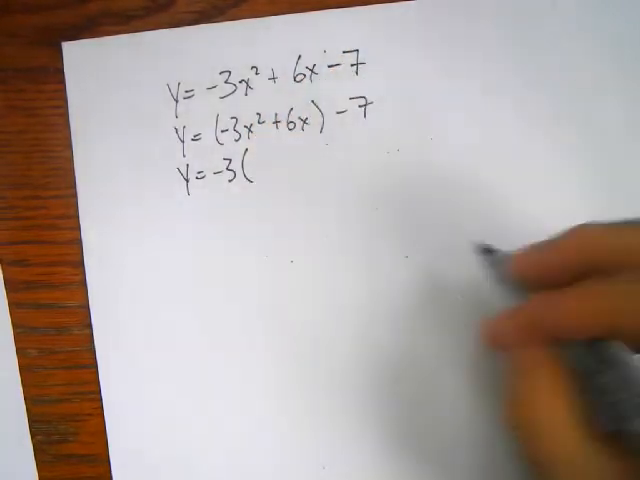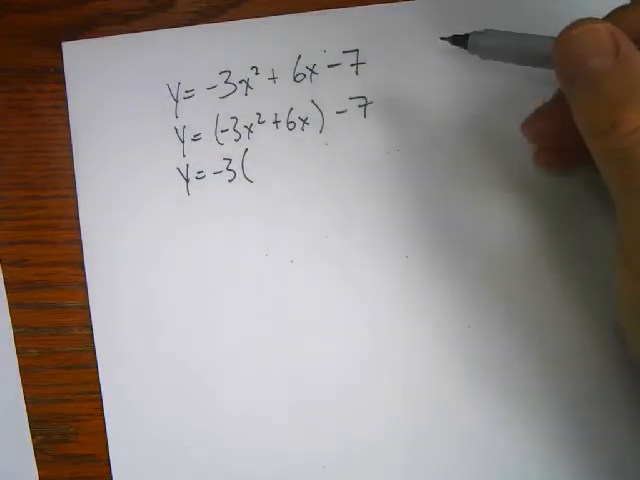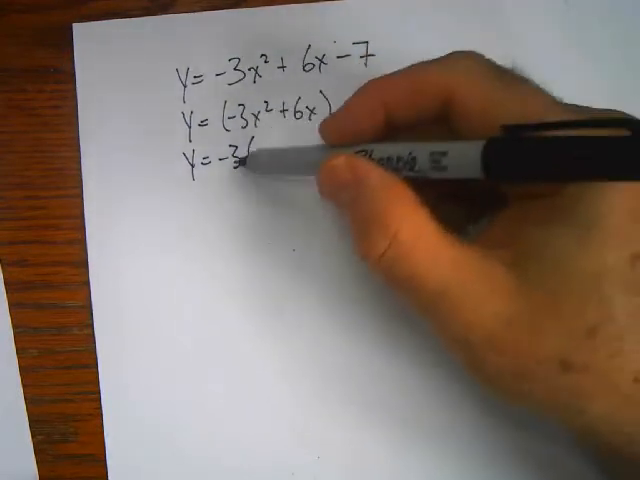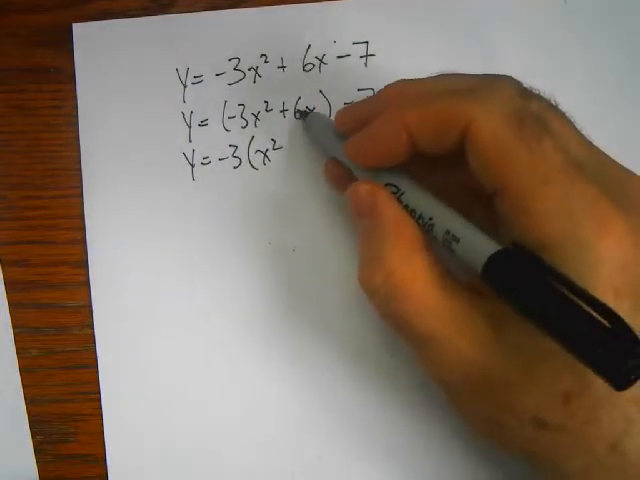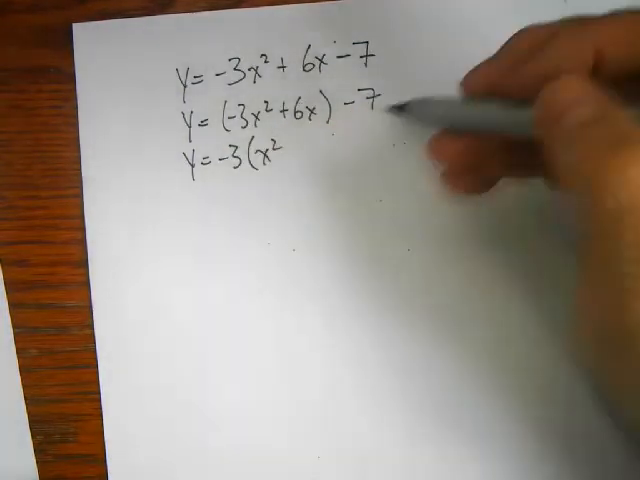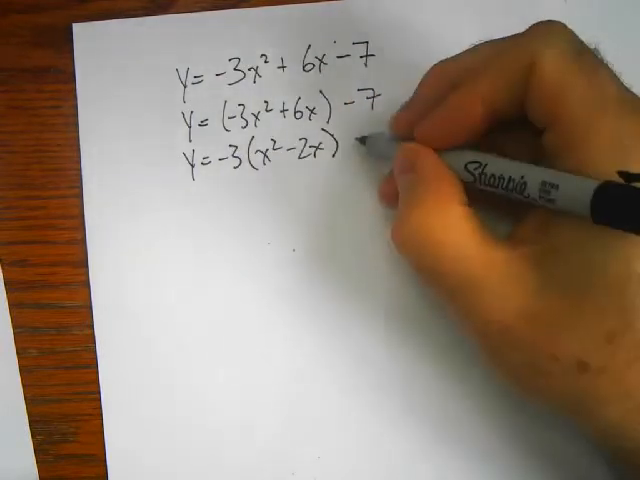And then the next step, factor out the coefficient of x squared. So that happens to be -3. So that means divide both of these terms by -3 because I'm factoring that out. So this is always x squared. And this time I got +6x divided by -3. That's -2x.